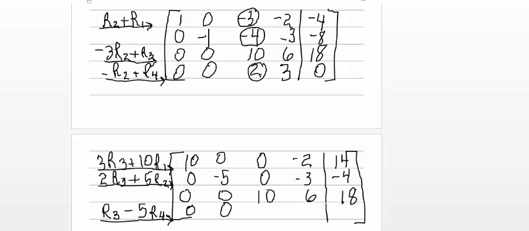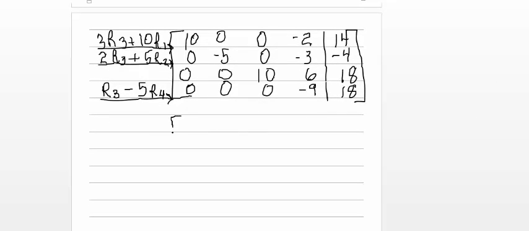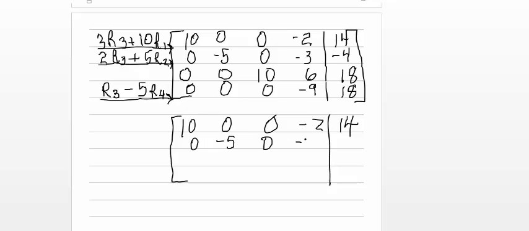Now let's do row 3 minus 5 times row 4. And we get the new row 4 of 0, 0, 0, negative 9, 18. So that's my new matrix. And what I'm going to do, I only am doing this because it's going to make my work easier. And I'm not going to change row 1, 2, and 3 in what I'm getting ready to do right now. So I'm recopying those. And what I'm going to do to make my work easier is to multiply negative 1/9 times row 4.